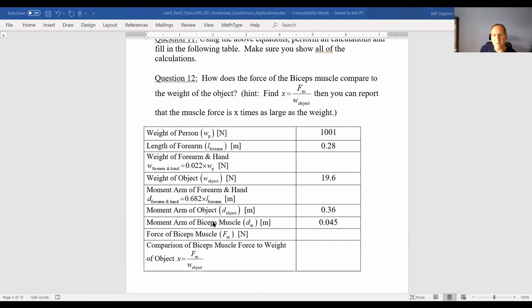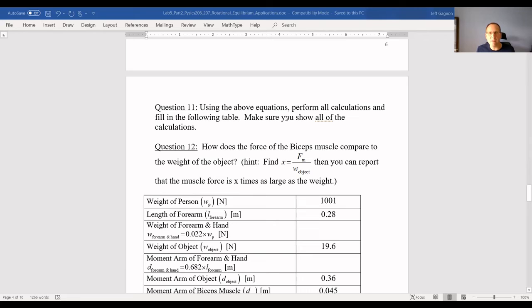So I just chose sort of an average value. We're going to say that the moment arm of the biceps muscle is the same as it was for the mechanical model. It's around 0.045 meters, right? Remember, this is the distance from the tendon to the elbow joint, that moment arm.